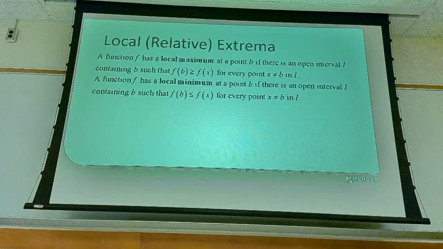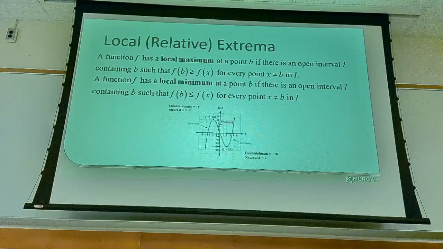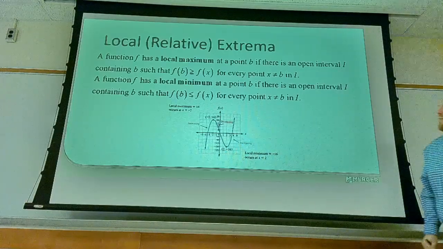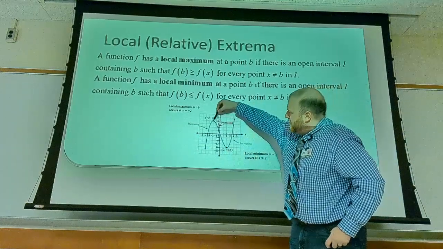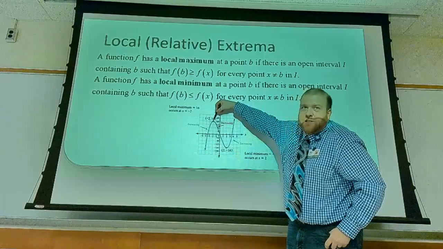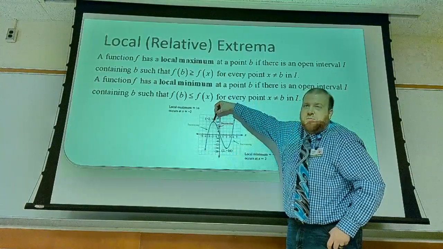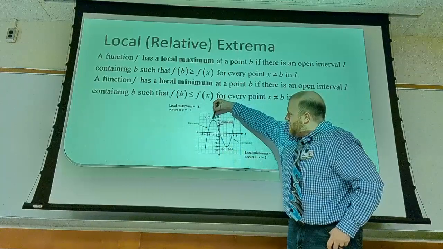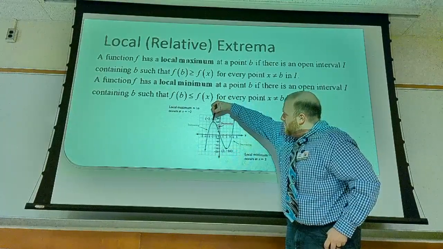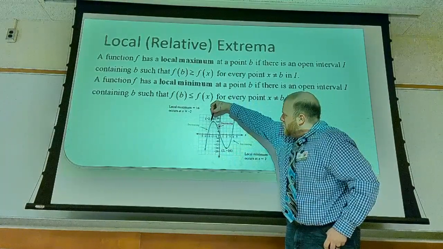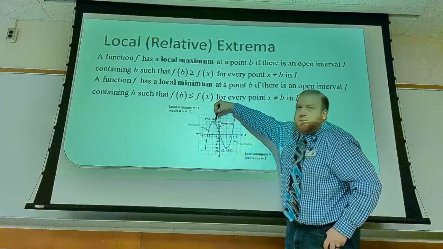This here would be a local maximum, right? Because there is an open interval where it's the largest value. If I just go, say, negative 2.5 to negative 1.5, that's the largest value in that interval. So it's a local max. And same argument down here. 1.5 to 2.5, that's the smallest value, so that's a local min.